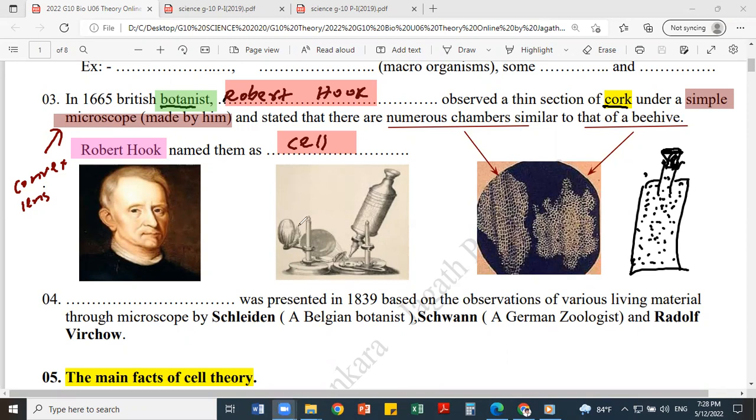After Robert Hooke, three other scientists, I have given their names. One is the Belgian botanist Schleiden, and the German zoologist Schwann, and a Russian, I think, scientist Rudolf. I put 1, 2, 3. These three scientists produced a theory, which we call the cell theory.